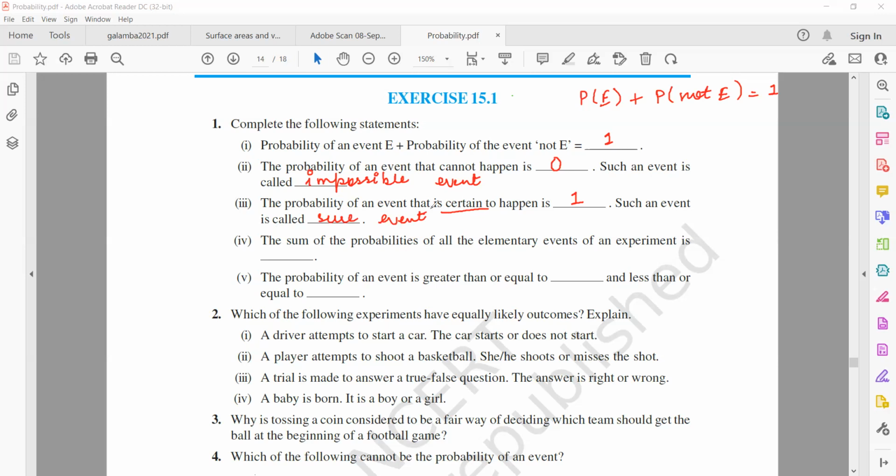Fourth, the sum of the probabilities of all the elementary events of an experiment is. For example, I want to take the dice example. The total number of outcomes: you get a 1, 2, 3, 4, 5, or 6, so the total possible outcomes are 6. Now let me find the probability of getting a 1. My favorable outcome is 1, total outcomes are 6, so 1 by 6 is the probability. Similarly, for 2 it will be 1 by 6, because 2 is occurring one time only. And for 3, again 3 occurs one time out of 6. Similarly, all the numbers have 1 by 6 as the probability.